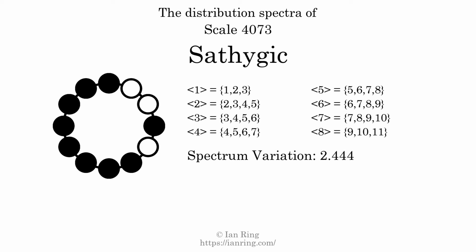The spectrum variation is the sum of all the widths, divided by the number of tones. The spectrum variation of this scale is 2.444. Since the variation is greater than 0, this indicates that the scale is not perfectly even. The highest spectrum width is 3. Since this is greater than 1, we know that this scale is not maximally even.